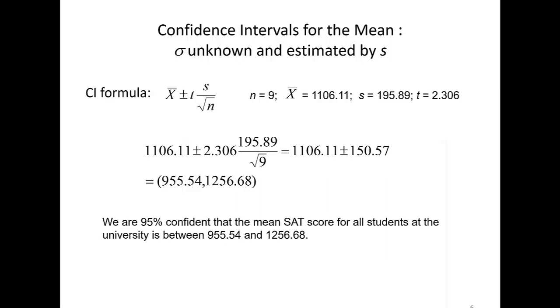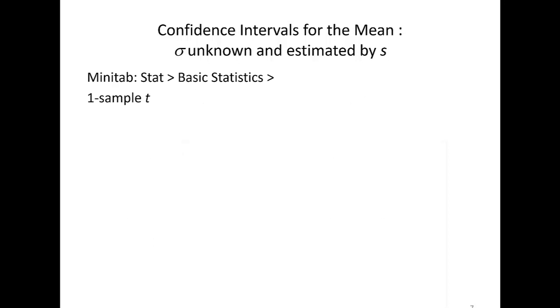Now you might say that's a pretty big range, and it is a very big range, about 300 SAT points, which may not be that informative, but that's what you get when you have a small sample size. So this is the plug and chug way to do this problem, and you certainly can do it that way. What's easier is to use software.